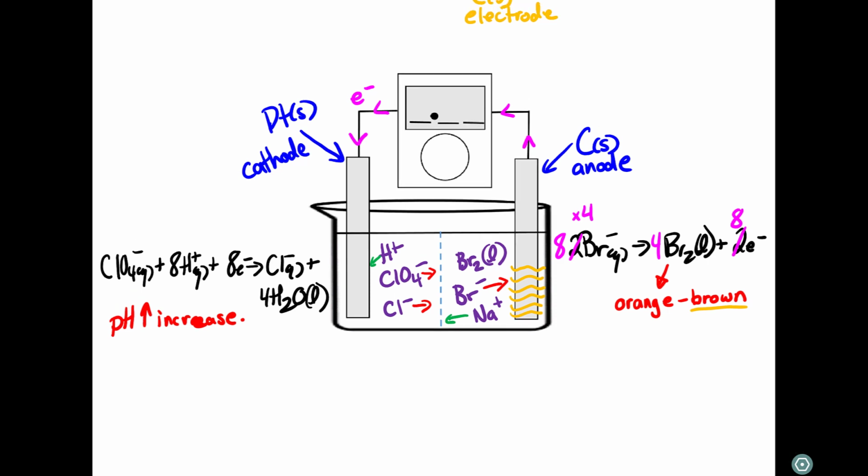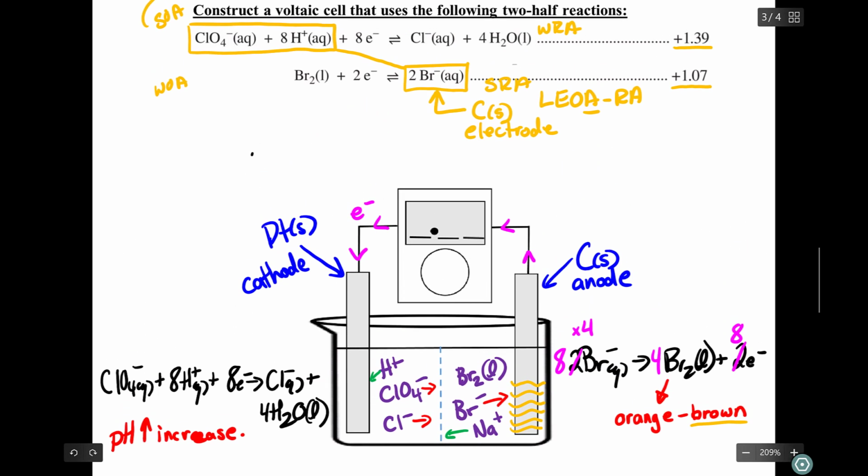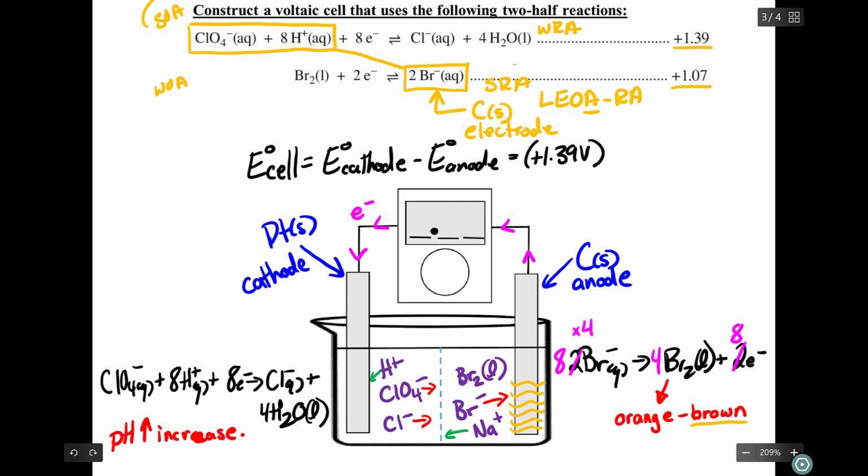The next thing we can do is our electric potential for the cell. We know that the electric potential of the cell is equal to the electric potential at the cathode minus the electric potential at the anode. So we've got a positive 1.39 volts minus a positive 1.07 volts. Some mental math there, that's going to be 0.32 volts positive. That's my electric potential for the cell.